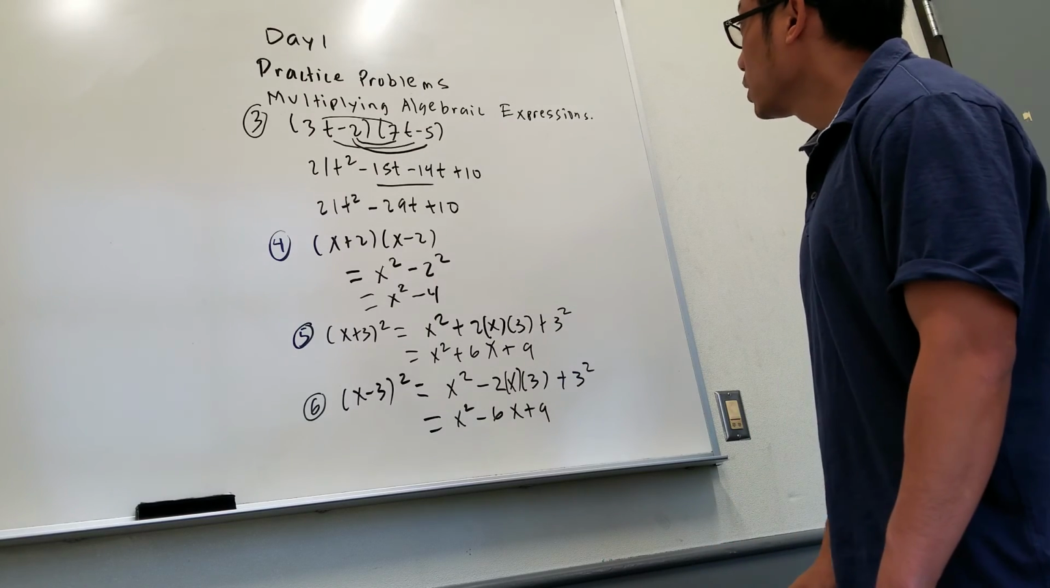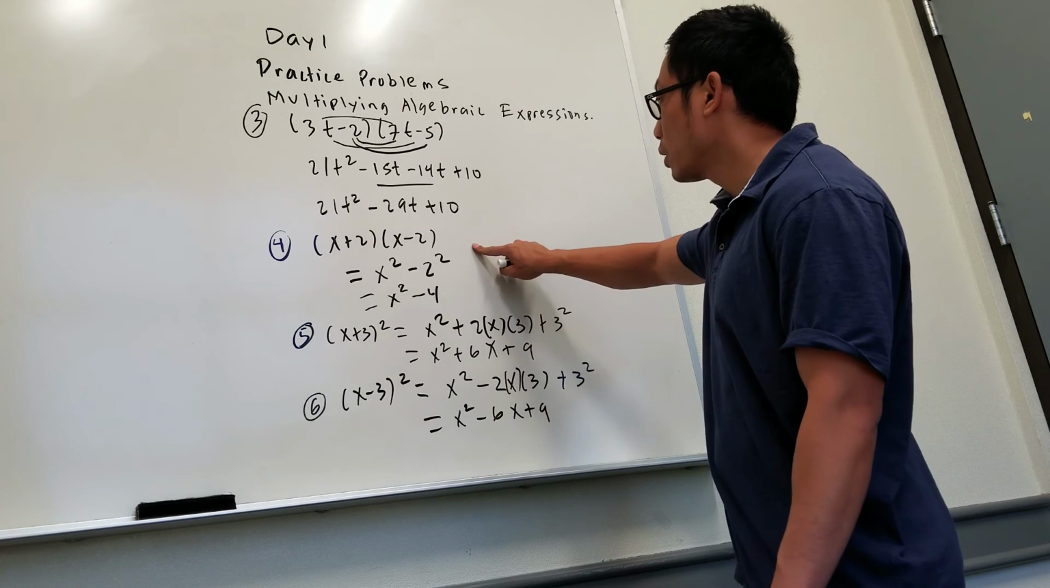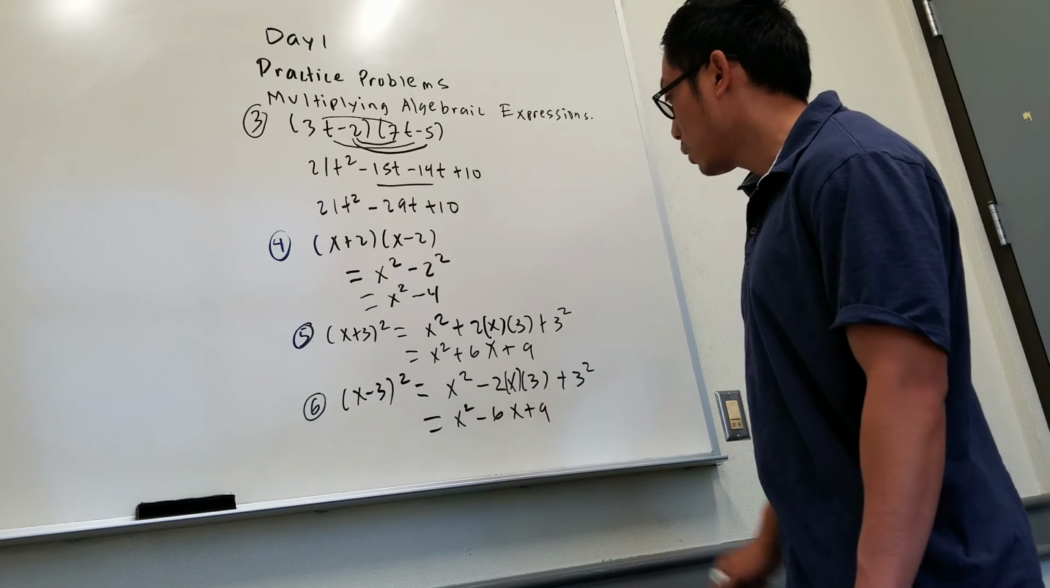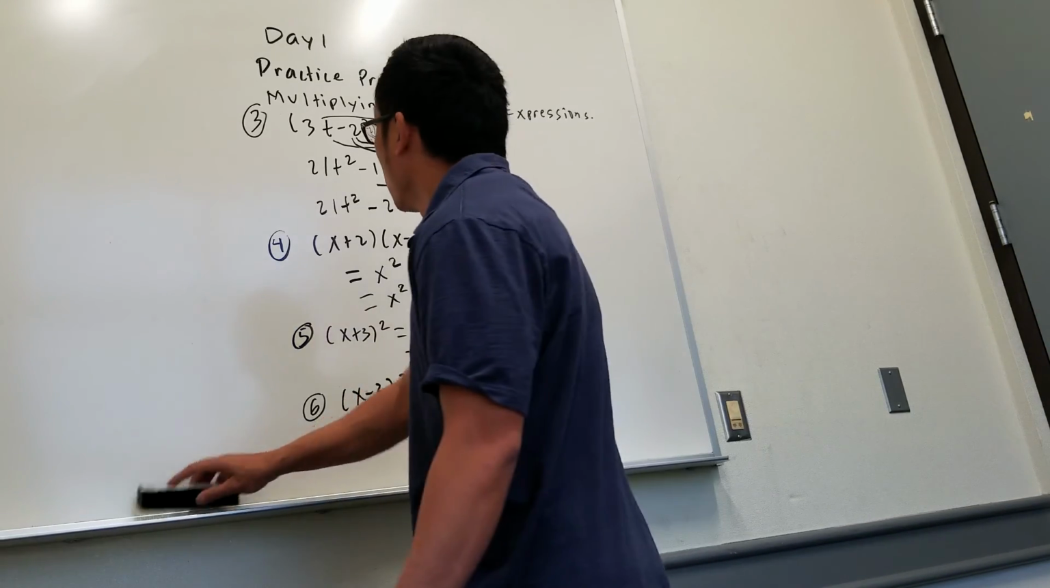That's it. So we just did what's called multiplying algebraic expressions. Here we use the formula a squared minus b squared. Here we use a plus b squared. Here we use a minus b squared to get this. Okay? All right.